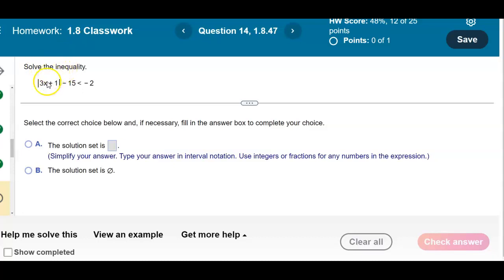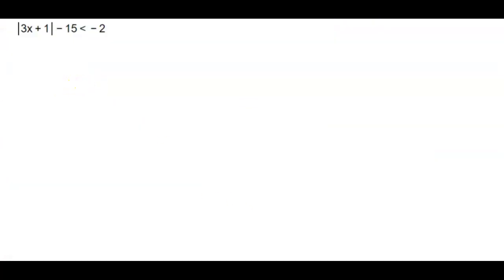Solve the inequality: we have the absolute value of 3x plus 1, minus 15, which is less than negative 2. So here is our absolute value inequality. Now when we look at this inequality statement, the absolute value is not isolated, so we need to isolate that.